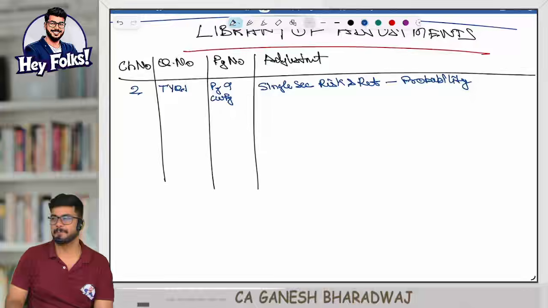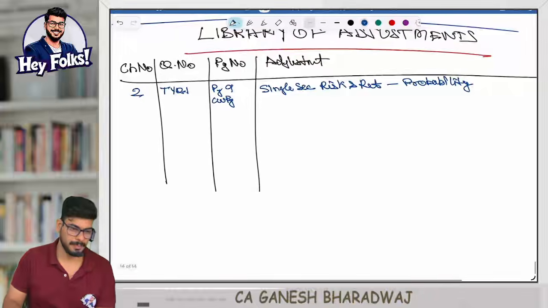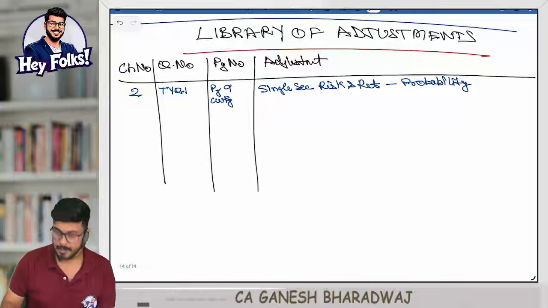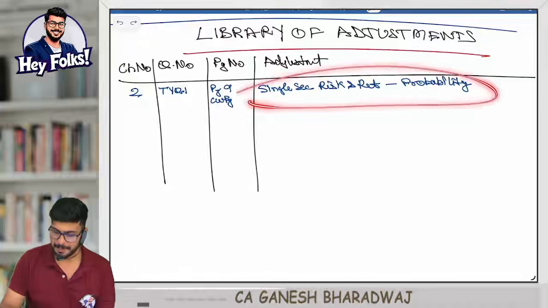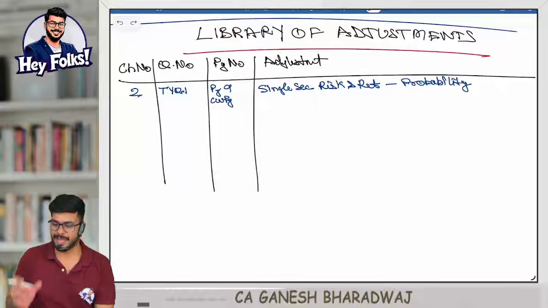Probability. Is this clear? Are we done with this? Single security risk and return, probability. That's about it. Now, if you read this one line, you know what is the crux of the sum.